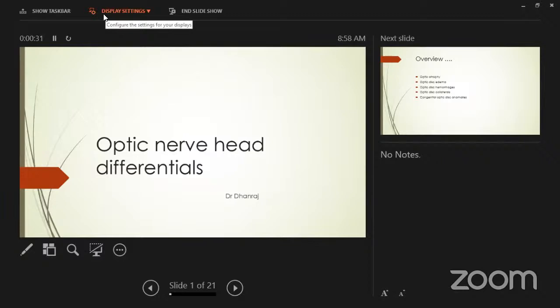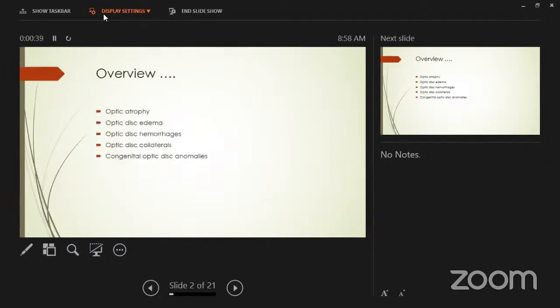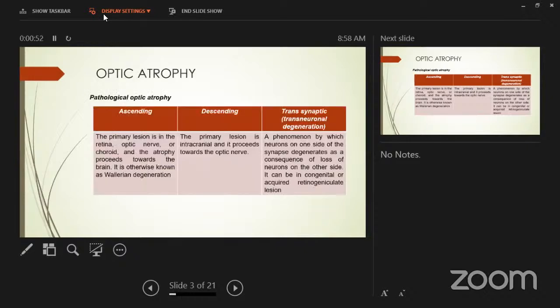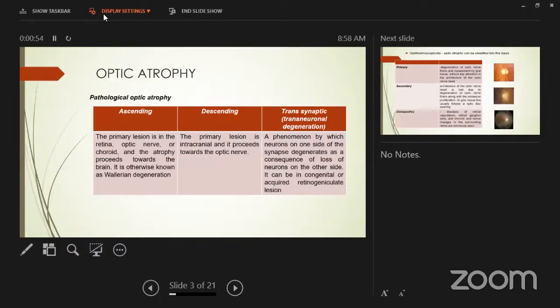Good morning, all. Today our topic of discussion is optic nerve head differentials. We are going to discuss the topic under the headings of optic atrophy, optic disc edema, optic disc hemorrhages, optic disc collaterals, and congenital optic disc anomalies as differentials for the optic nerve head. First we'll go for optic atrophy.